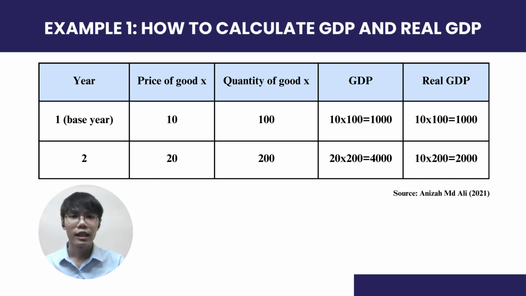Now I'm going to discuss how to calculate GDP and real GDP. The table below shows that the price of good X and quantity of good X in the first year and the second year are different. So when it comes to GDP and real GDP, in the first year they are the same, which is 1,000. But in the second year, GDP is higher than real GDP. It's because of the formula of real GDP, which is base year price times current quantity.